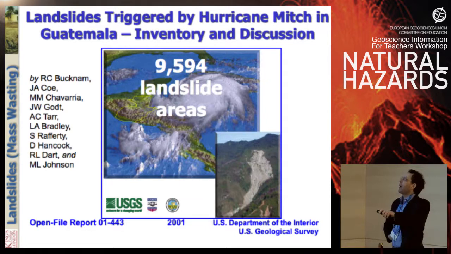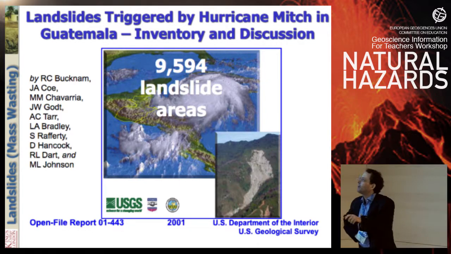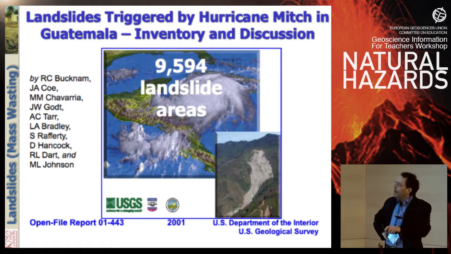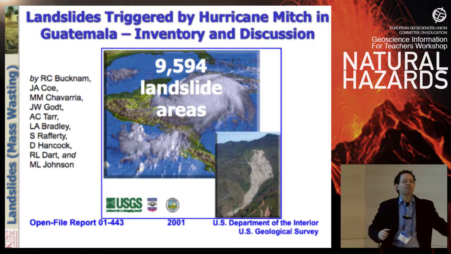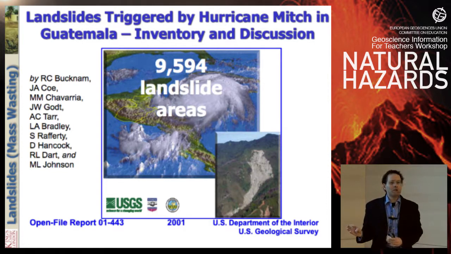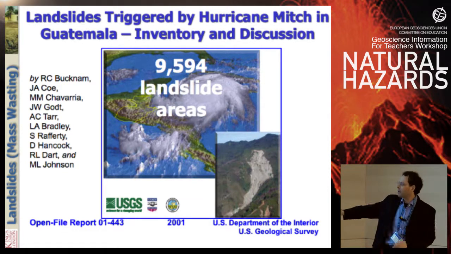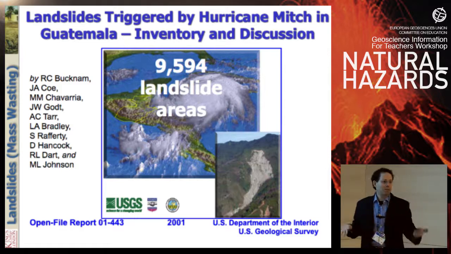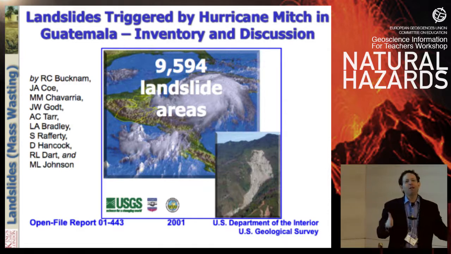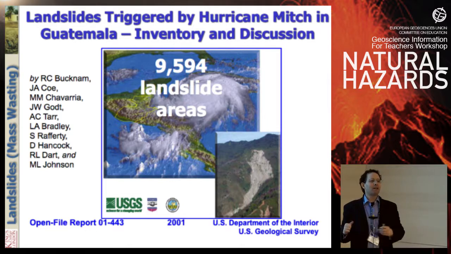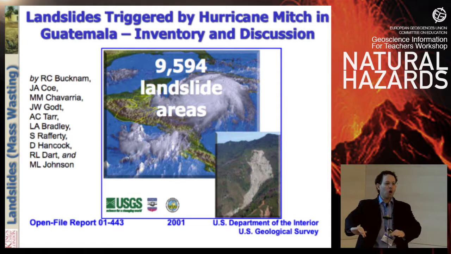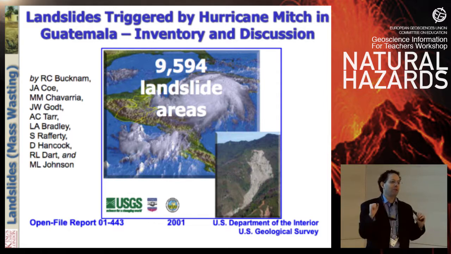This is Hurricane Mitch in Guatemala, a very, very big hurricane, many hundreds of kilometers across. This affected several countries, actually. The United States Geological Survey, in an open file report, which means it's accessible online, went in and mapped all of these landslides after they occurred. To map the landslides, you need pictures before and you need pictures after the event occurred.